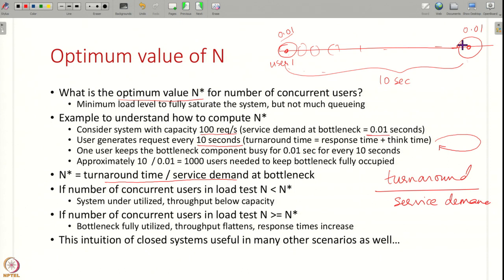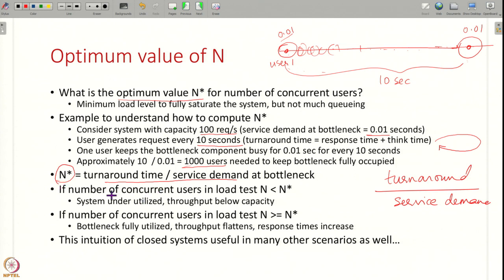Every user takes a small slice of the bottleneck and that user comes back again after a turnaround time. So, how many such small slices do you need? The turnaround time divided by the size of the service demand of each user. 10 divided by 0.01 is 1000 users. The bottleneck will be doing the work of all of these 1000 users before the first user comes back again. This will ensure that the bottleneck is fully utilized and you are getting the maximum possible throughput from your system. So, this is a rough formula to calculate the optimum value of N star.